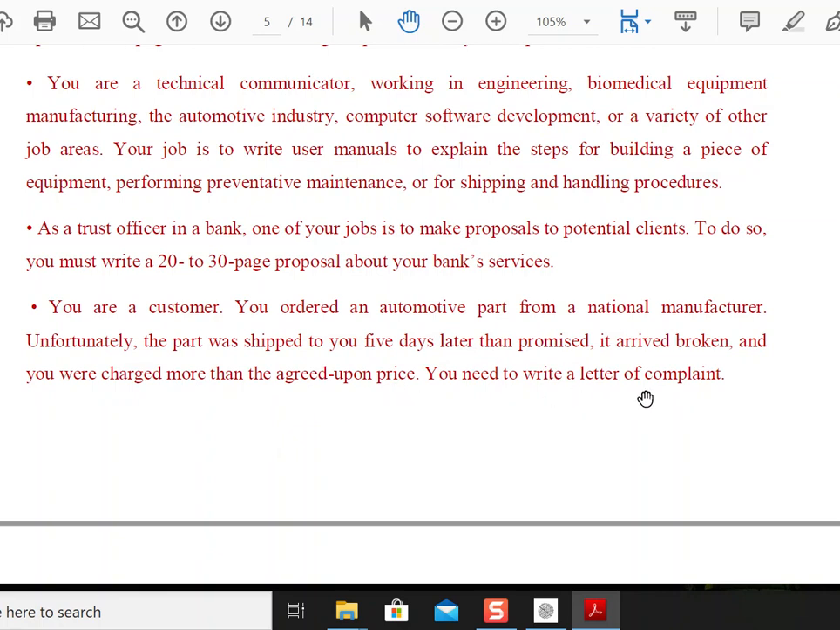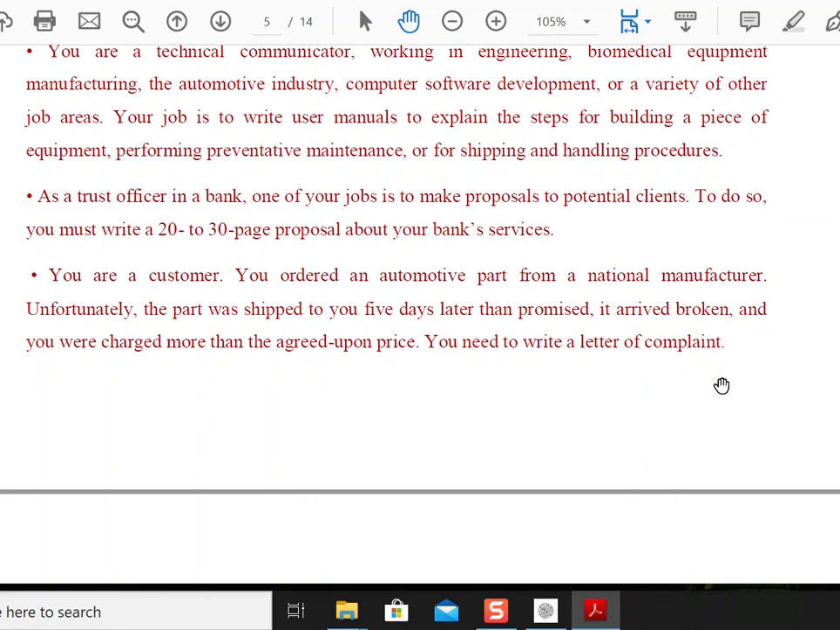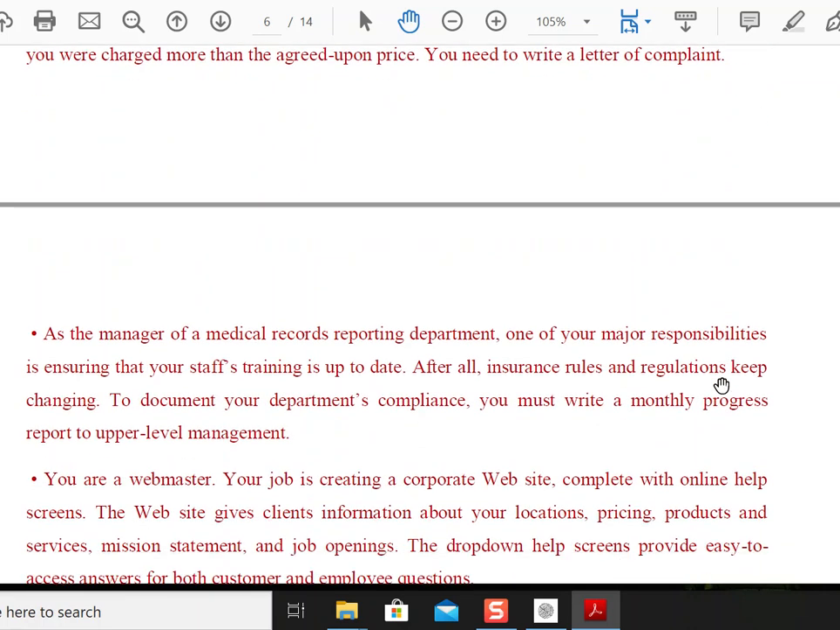For example, here you are not an employee, you are not a worker in the bank, you are not a computer professional, yet you are a customer and you ordered some machine, some electronic or mechanical gadget. Fine. Later on, when you receive it, it was broken and not proper, and the price was more than the agreement. So here you have to write a complaint letter. A complaint letter is also a technical business writing.